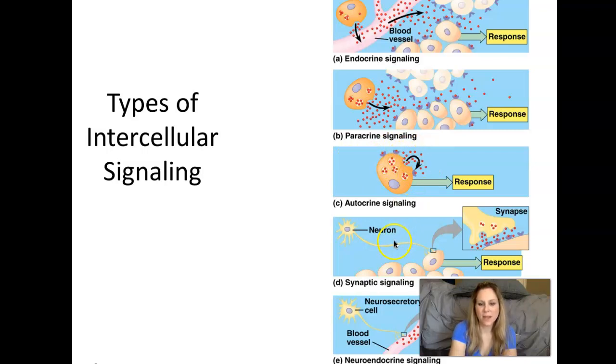We talked about synaptic signaling, neurons synapsing with other neurons or neurons synapsing with other cells. Our example that we used in class was the motor neuron synapsing with the muscle fibers, causing muscle contraction. And then we have neuroendocrine signaling. This means that a neuron, something from the brain, is going to synapse with something involved in the endocrine system.